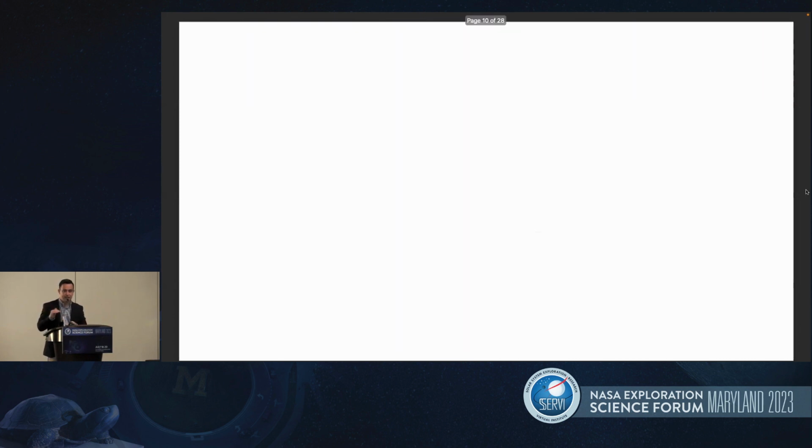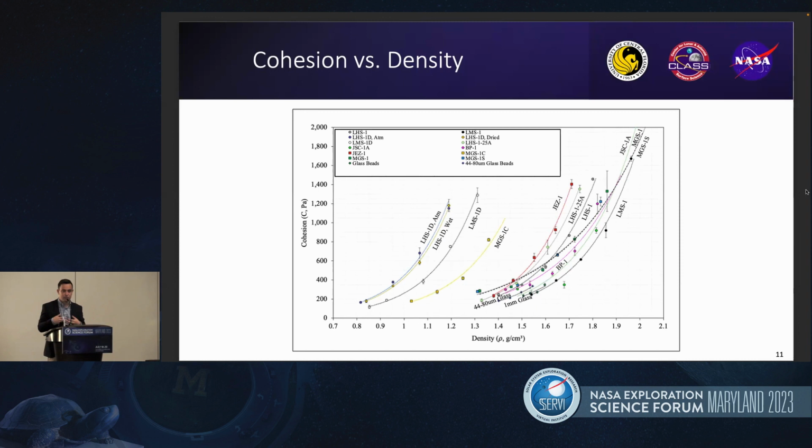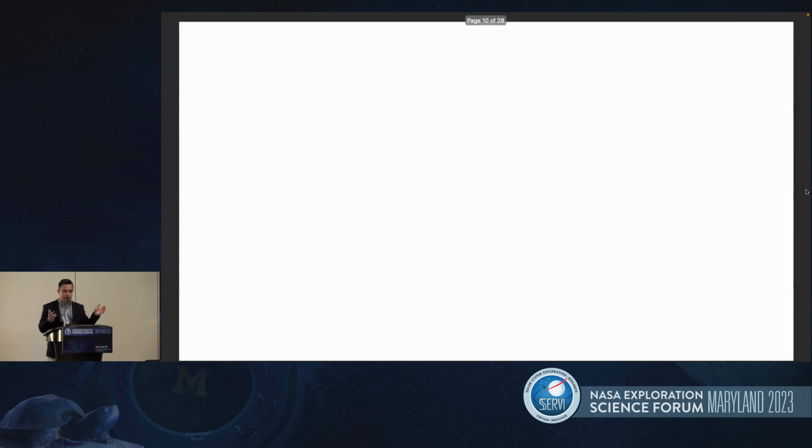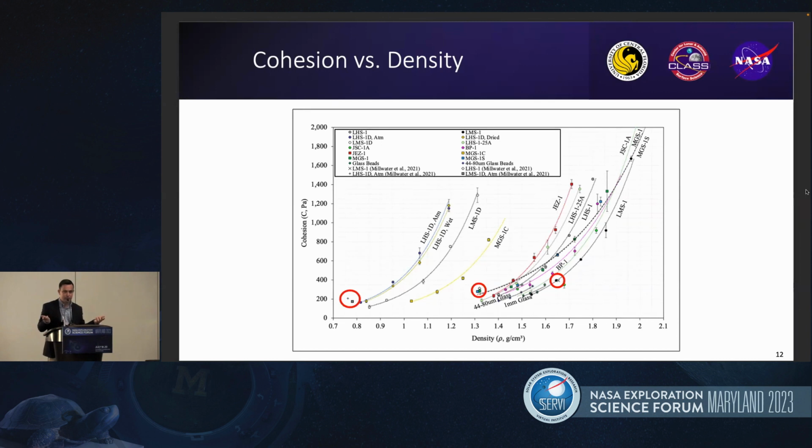You can't get to as high of ranges of densities. That makes sense from a packing ratio standpoint. Next slide. And then really throwing on here some published numbers that you'll find for some of the simulants in literature. And so the big thing to note here is that cohesion increases exponentially with density.